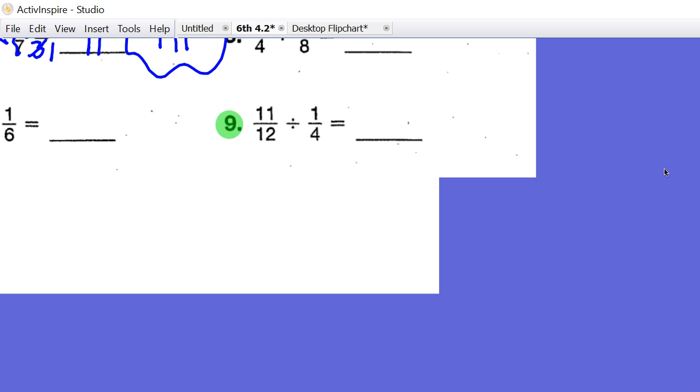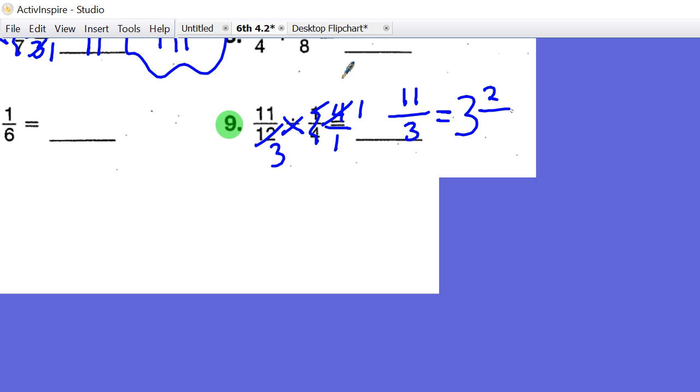Okay, skipping ahead to number 9. 11/12 divided by 1/4. Multiply by the reciprocal. Check to see if anything simplifies. 4 and 12 share a factor of 4. 4 goes into itself once. 4 goes into 12 3 times. 11 times 1 is 11. 3 times 1 is 3. 11/3 is an improper fraction. 3 goes into 11 3 whole times. 3 times 3 is 9. Plus 2 would make 11. Denominator remains. The answer, 3 and 2/3.